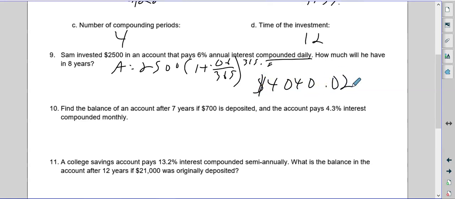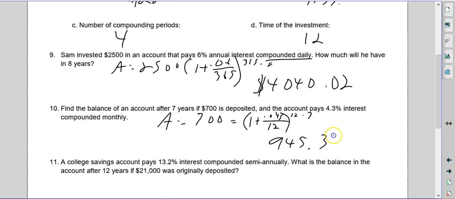The next one. This will look familiar. Okay. You put $700 in. It says this is always 1 plus. 4.3% interest. That's 0.043. Compounded monthly. There's 12 months in a year. So that goes there and there. And after 7 years, we do times 7. Okay. This one is $945.33.